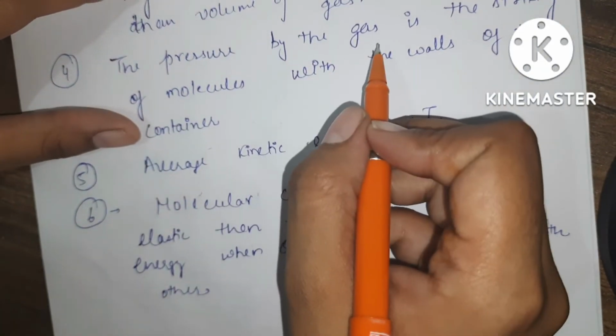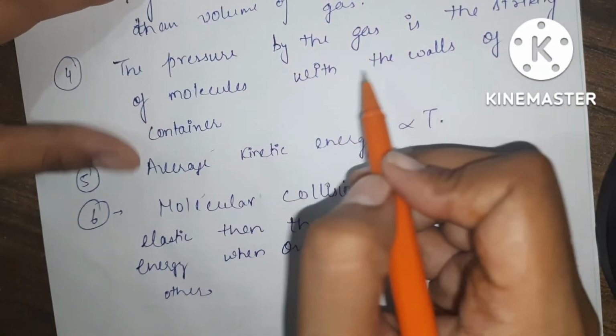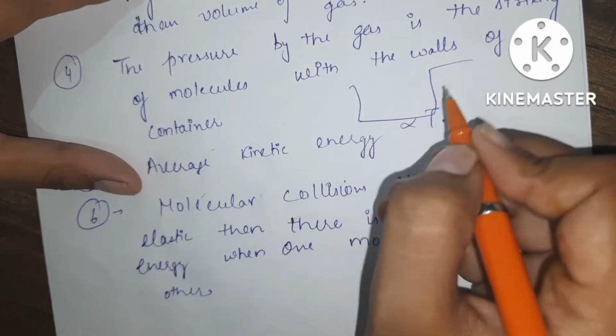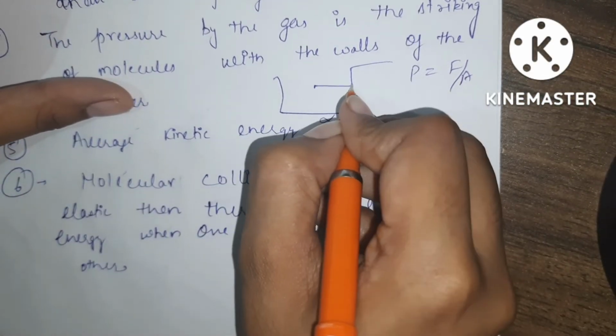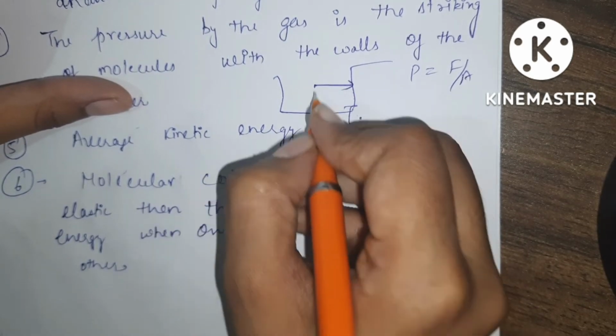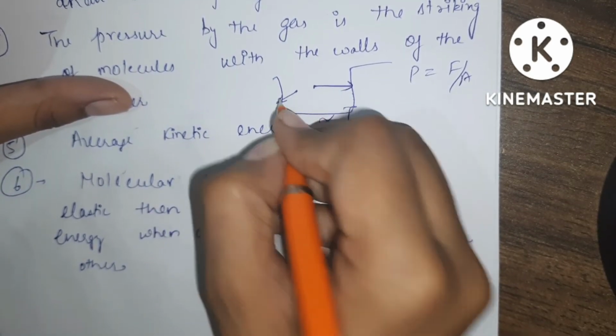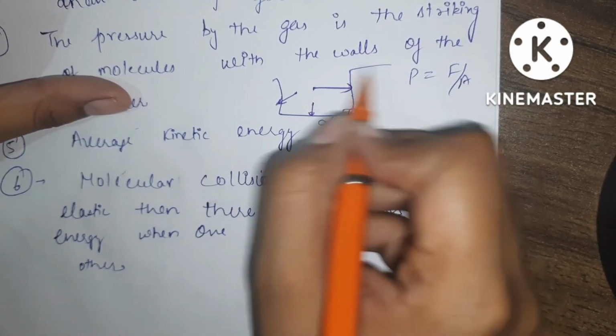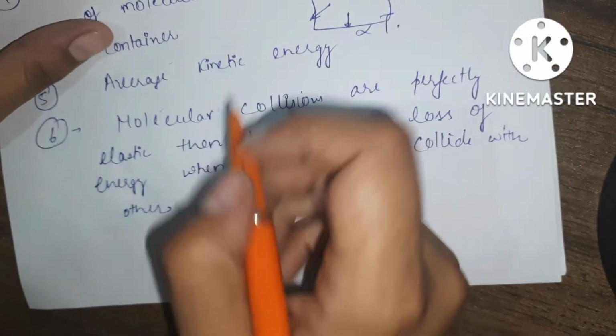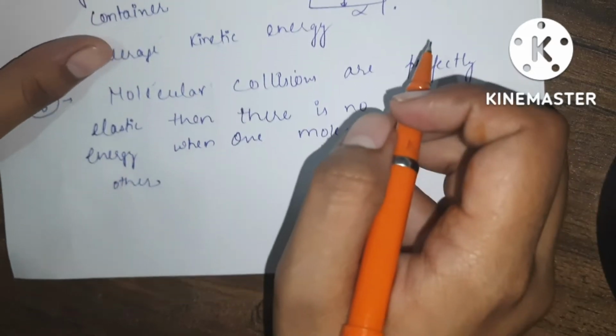The pressure exerted by the gas on the walls, means pressure is force upon area. So the gas molecules strike at this area with the force, strike at this area with the force, so they are going to give us the pressure of the gas. Average kinetic energy is directly proportional to temperature.